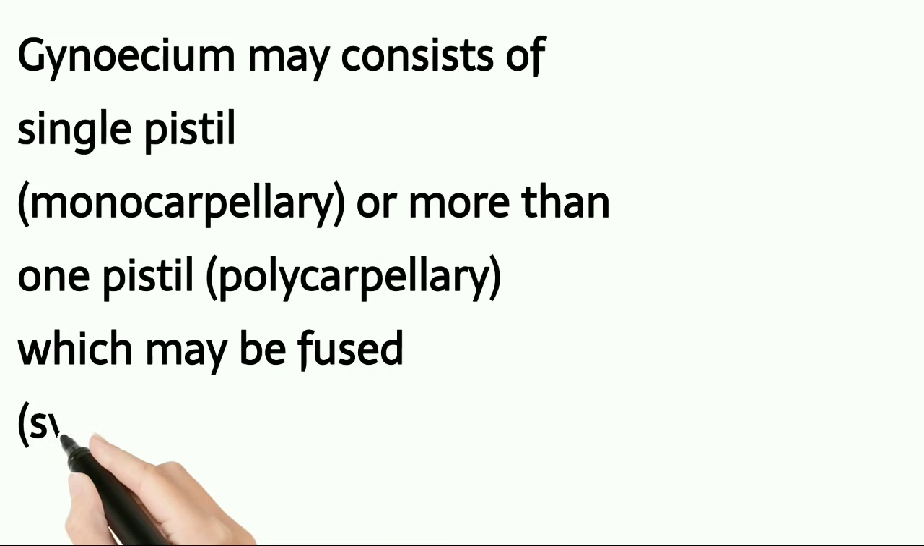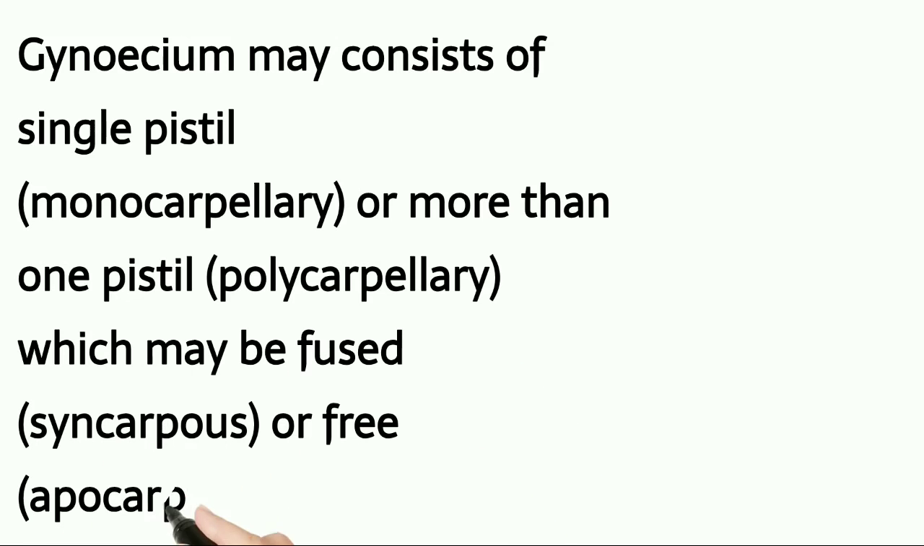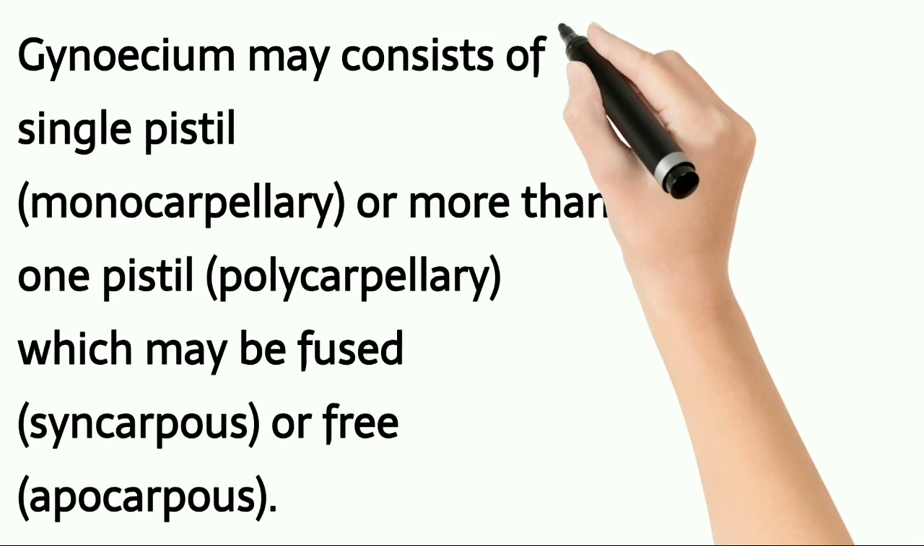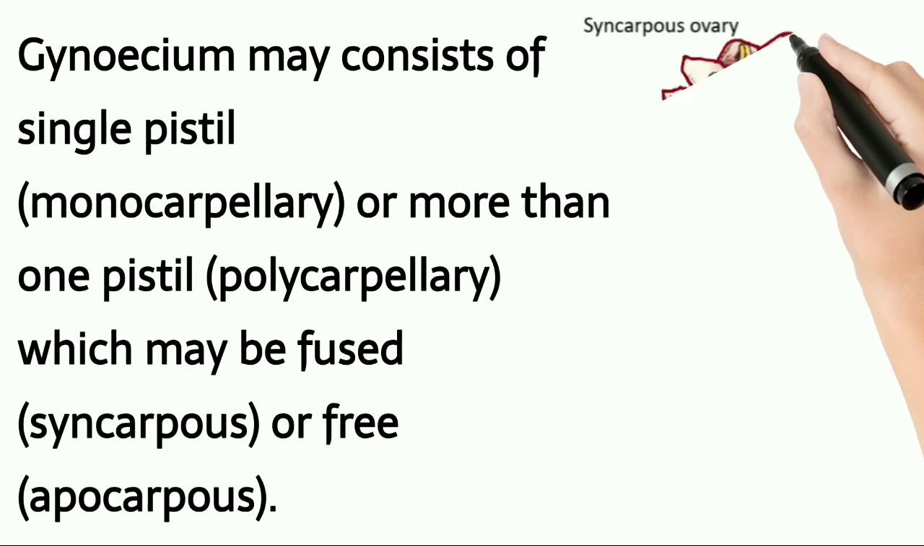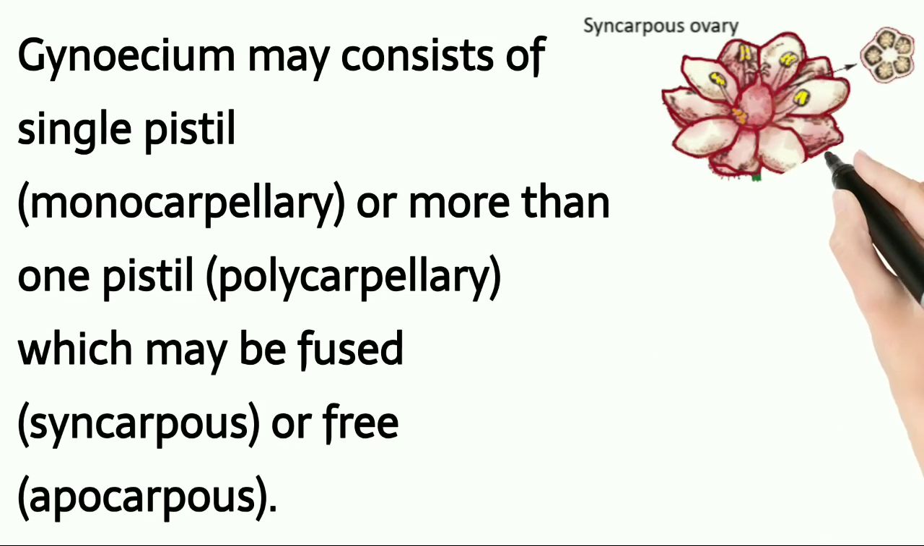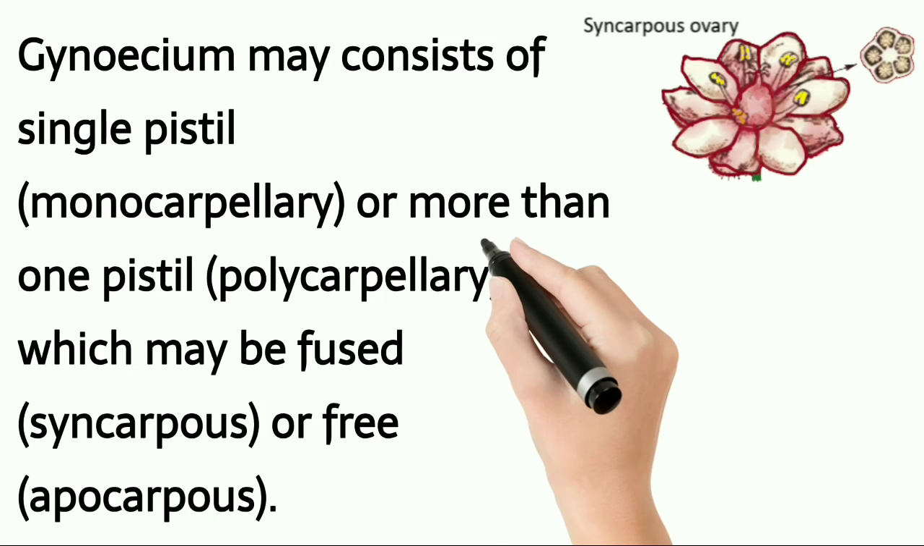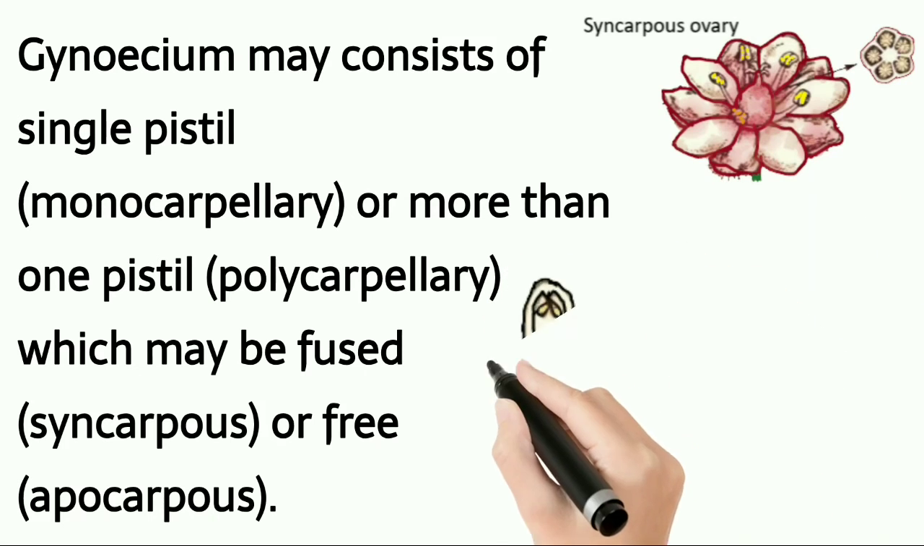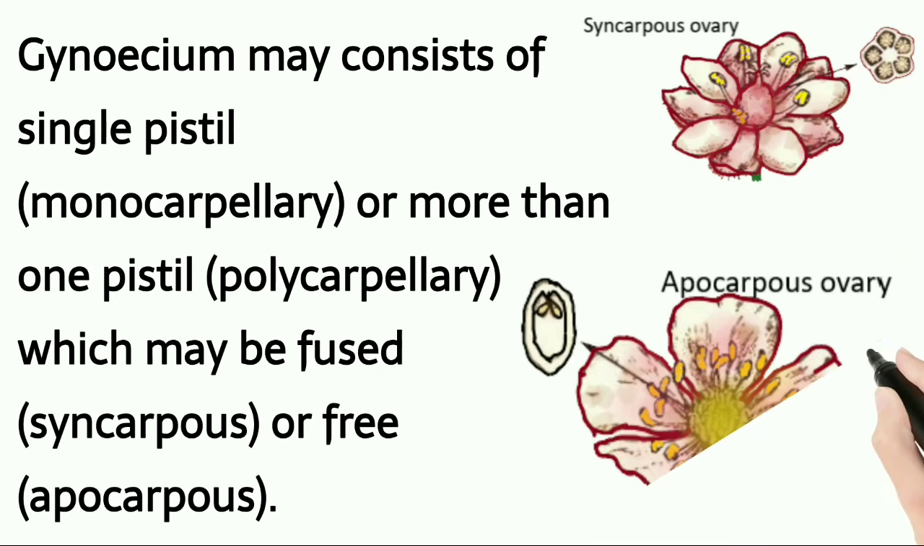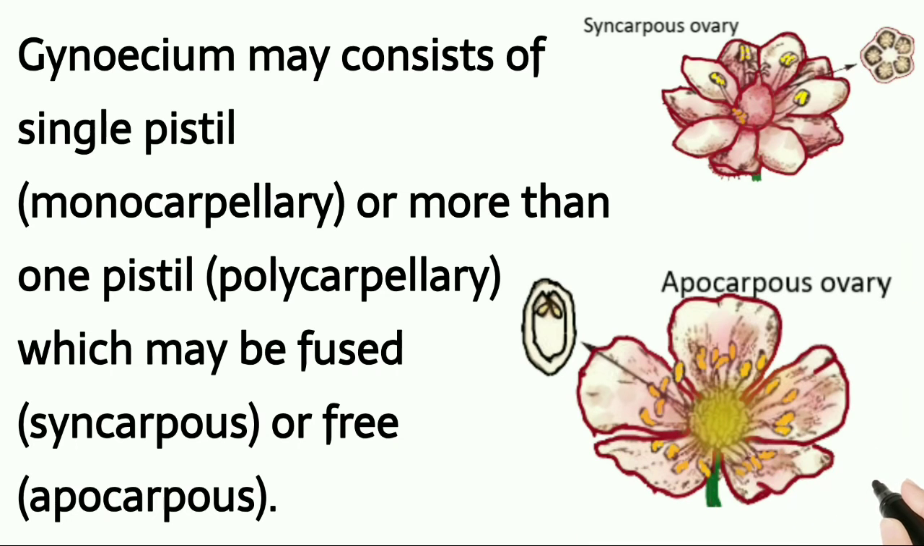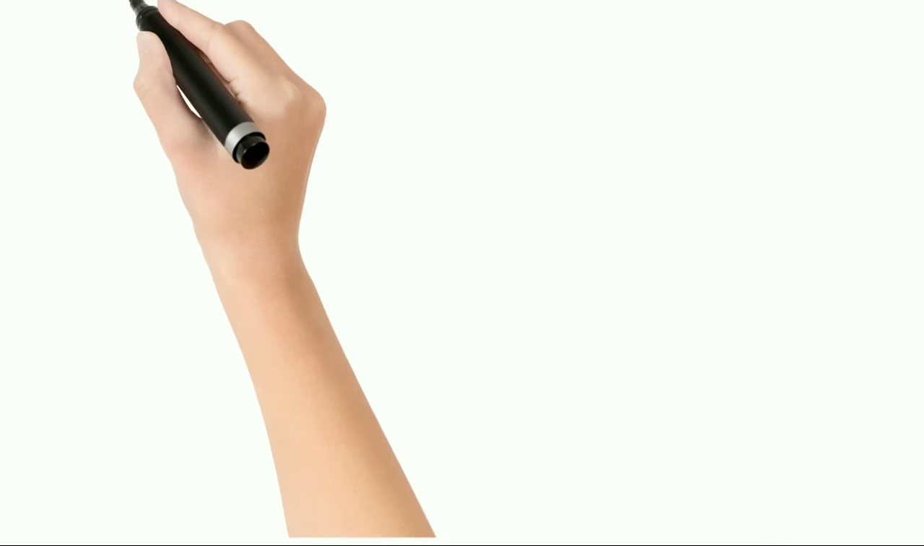Single pistil, it is monocarpellary. If there is more than one pistil, it is polycarpellary, which may be fused. If it is fused, then syncarpous, or if it is free, apocarpous. You can see in this flower, it is fused, so it is syncarpous. And in the second flower you can see apocarpous. It is not fused, it is free.